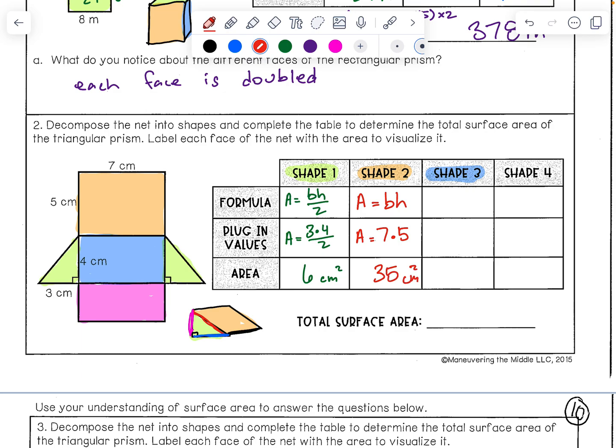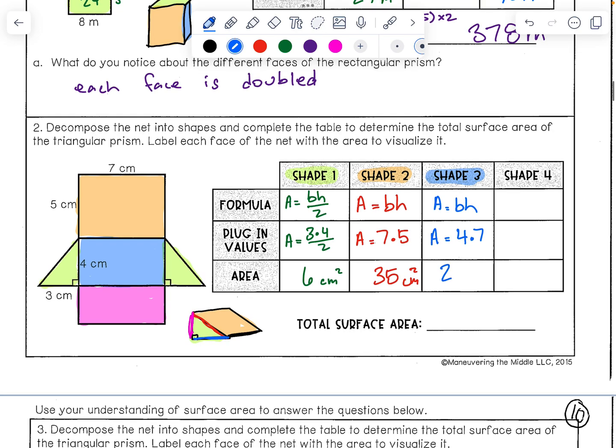All right, square centimeters. Shape 3, the blue shape right here, also a rectangle. It's 4 by something. Where can I find this length? Oh, let's look at the top. It's 7, so 4 times 7. Again, it's a rectangle, so area equals base times height. So it's 4 times 7, and I believe that equals 28 square centimeters.